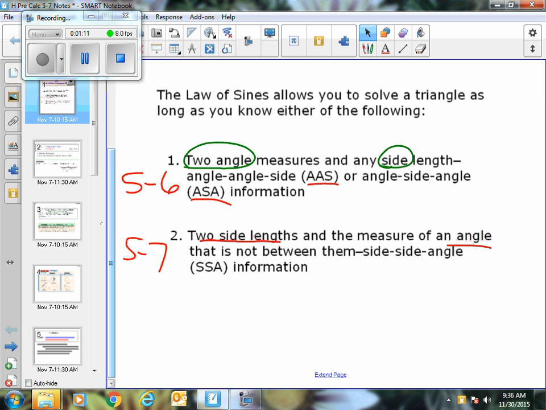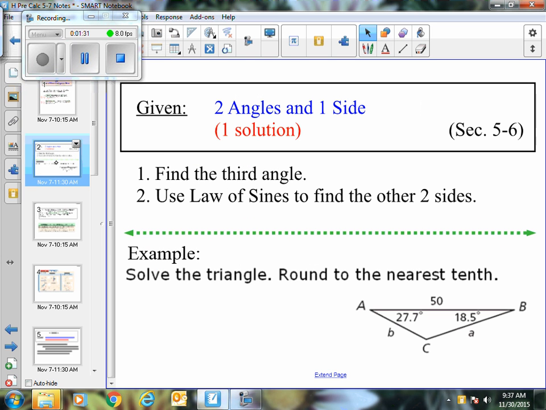What we're going to talk about that's new in this section today is what happens if you know instead two side lengths and the measure of an angle. Okay, well then we have a whole different ball game about what can happen. So we'll talk about that ambiguity or that unclearness, that openness in just a second. I want to start though with a review of one of these 5-6 questions just to make sure we remember what we were talking about from before.